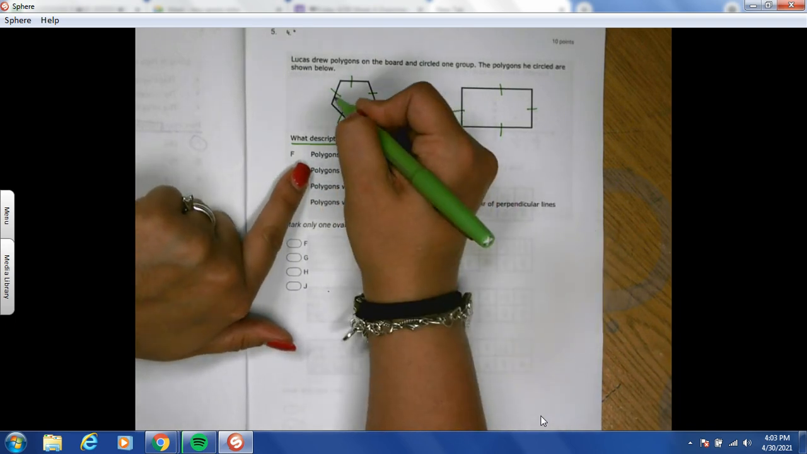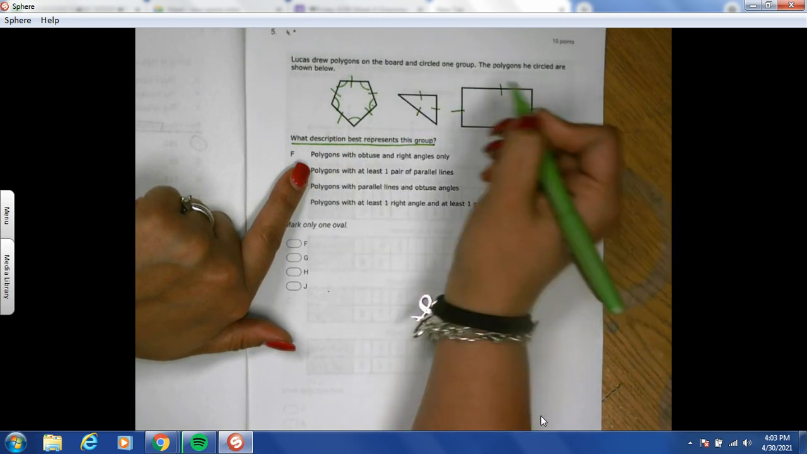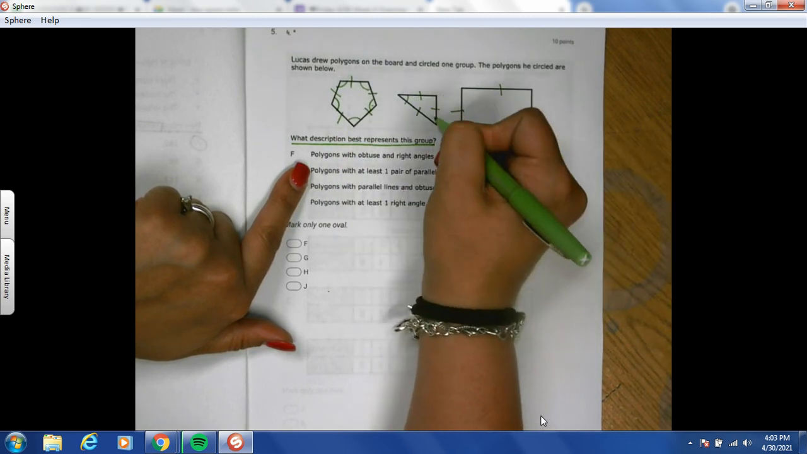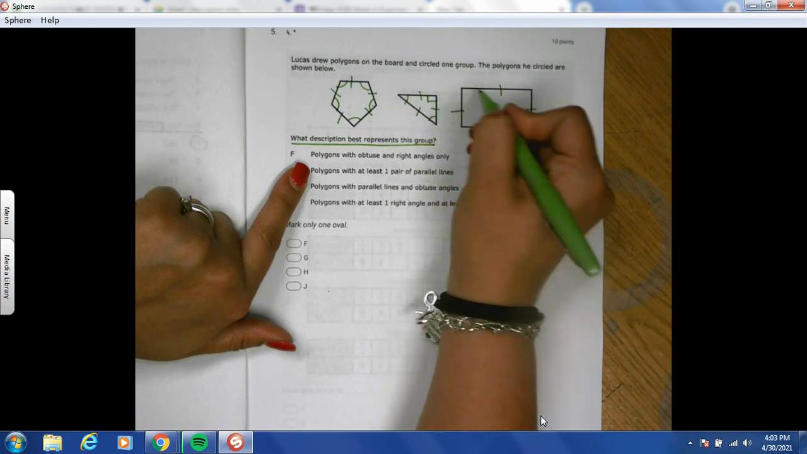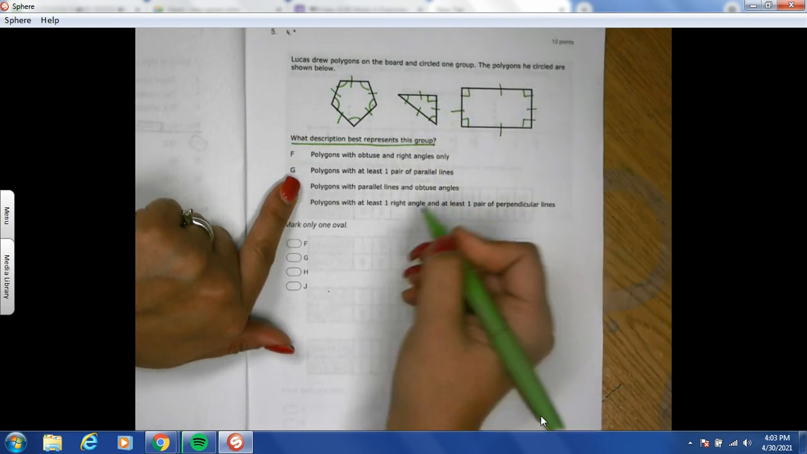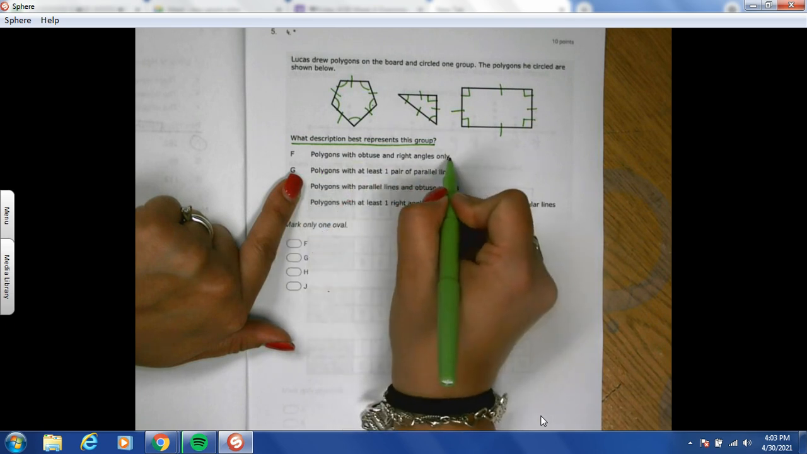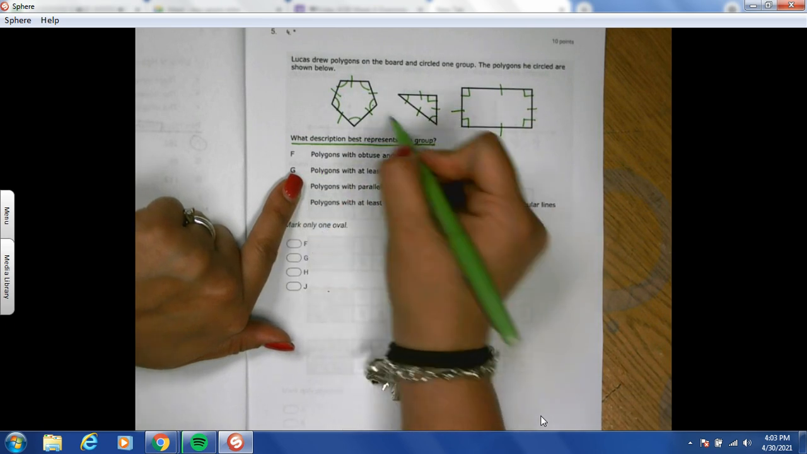So we can see that these have obtuse angles. This one has an acute and right angle. All of these are right angles. So let's look at letter A. Polygons with obtuse and right angles? No, because we have some acute angles.